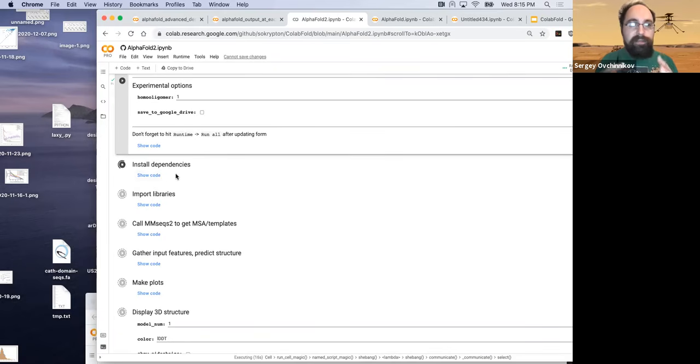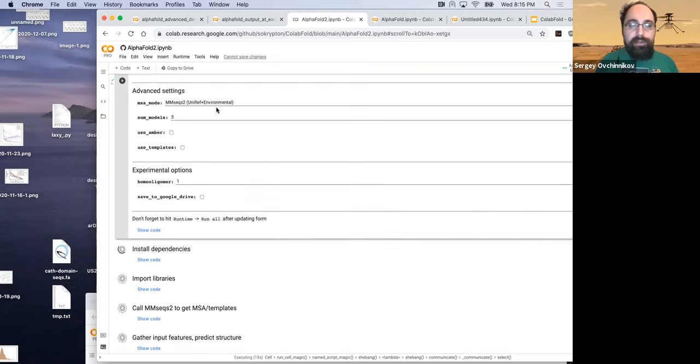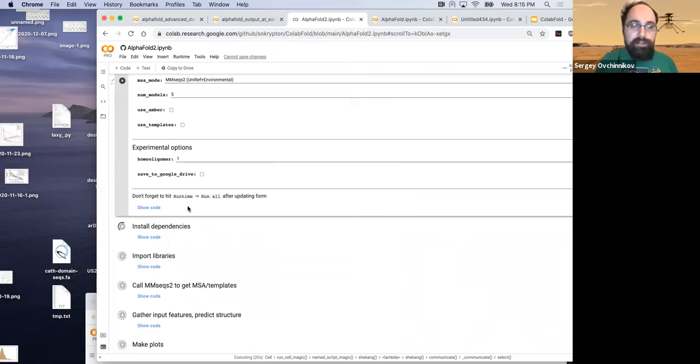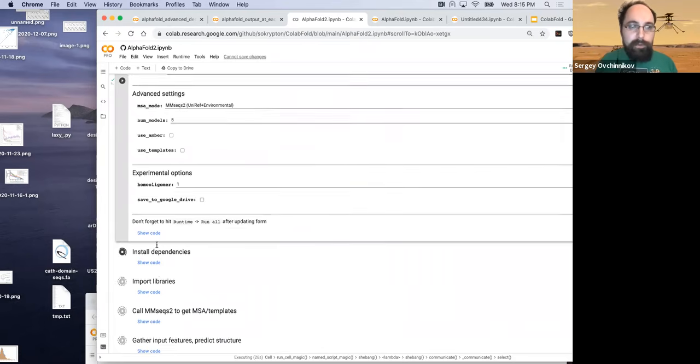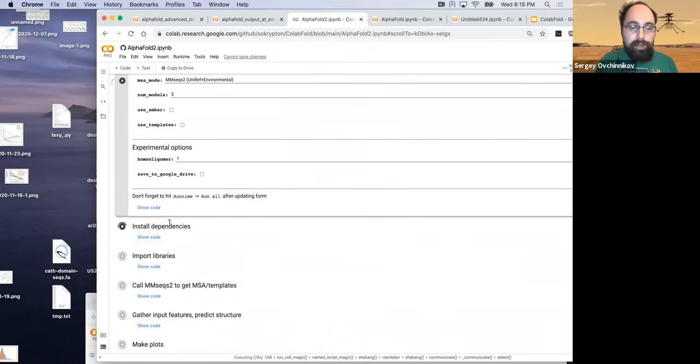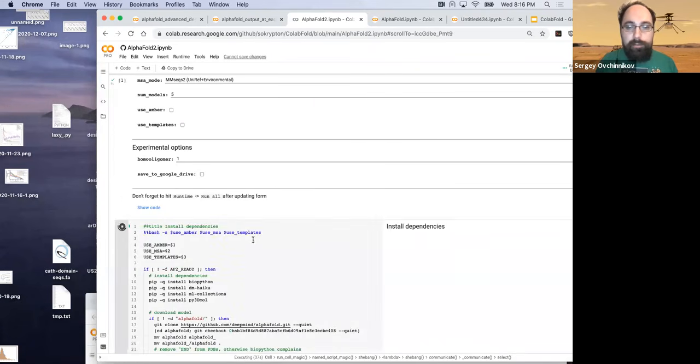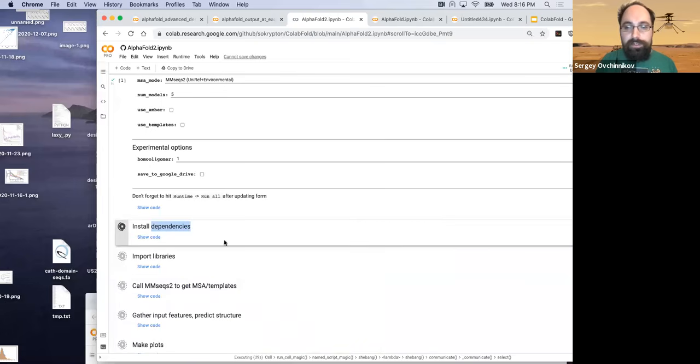If you, within the same session, then change the sequence and then hit run again, it will actually skip these steps right away because they've already been done. And so the second sequence will run much faster, for example. So this right here is running, installing the dependencies. And if you're like, you know what, I want to know what's going on, you could always click on show code and see what's going on. But this is more for advanced users, so you can just double click and hide that for now.